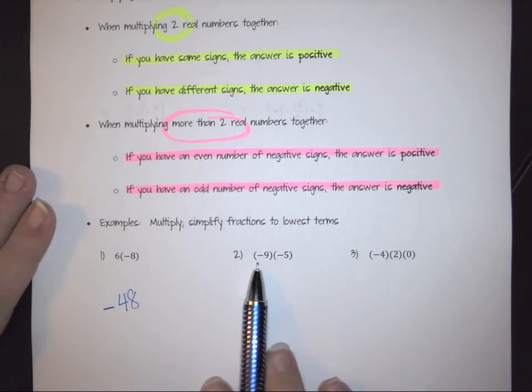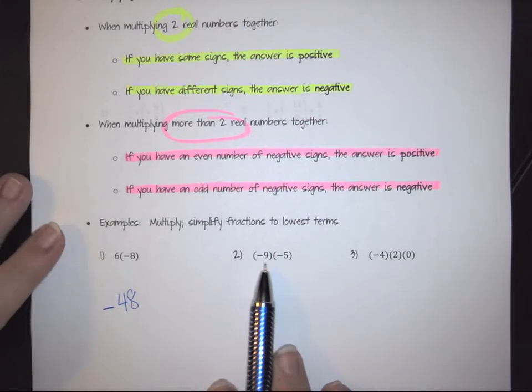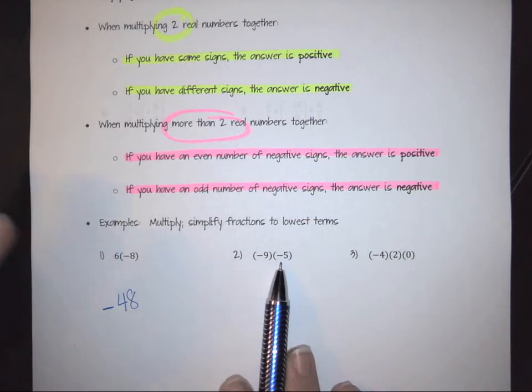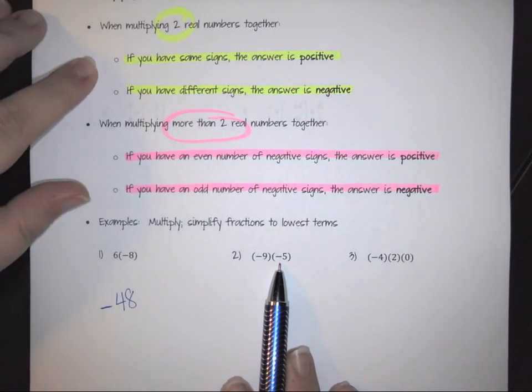Now, looking at my second example, first of all, I'm going to look at how many terms I have. Well, I only have 2, so again I'm going to fall into my top category.